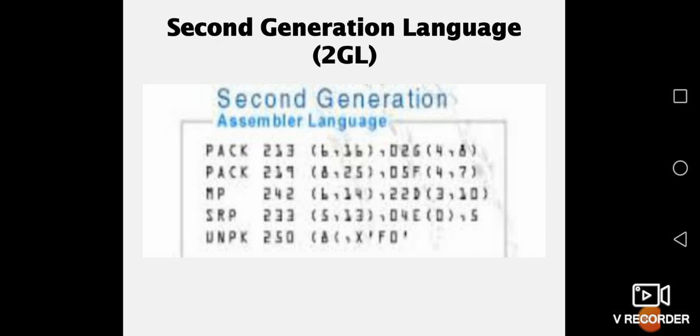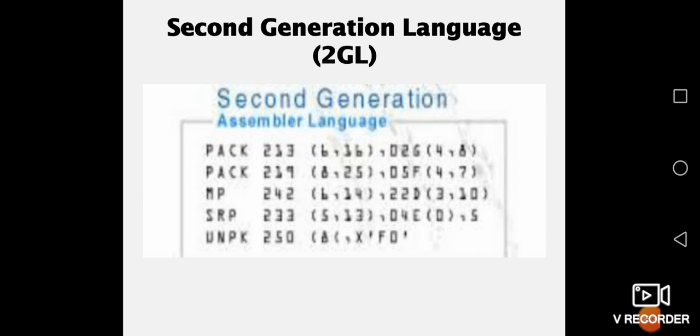SRP means shift and round packed. Actually, it shifts the data in a packed decimal field. That means it rounds off a number. Probably it could be 5.7, it's rounded up to 6, or it could be 7.1 rounded to 7, or the data is rounded up. That is what it means.